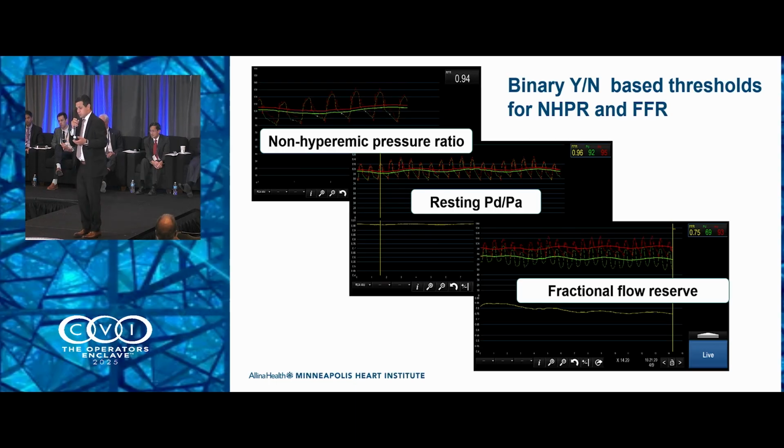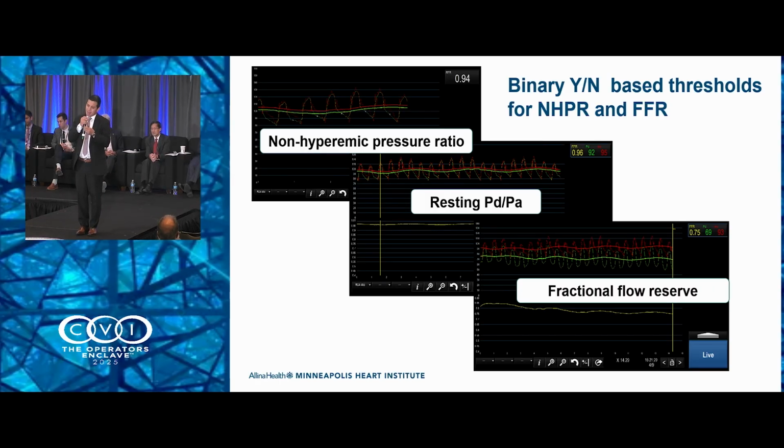Tim was just alluding to this, right? I think it takes less than 30 seconds to do a quick assessment. You start here: let's do a PDPA, let's do a non-hyperemic pressure ratio, and let's do FFR. But I would invite all of you to think that we have historically thought about this in a binary fashion. We all recognize that this is a continuous variable, but we've thought about it almost like a pregnancy test, right? Is it abnormal or normal? Is it below 0.8 or not?